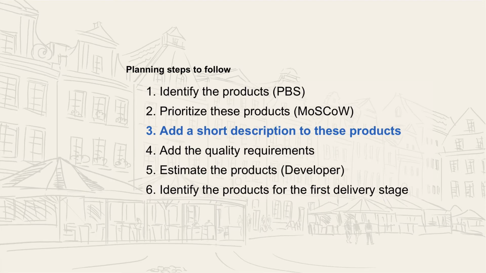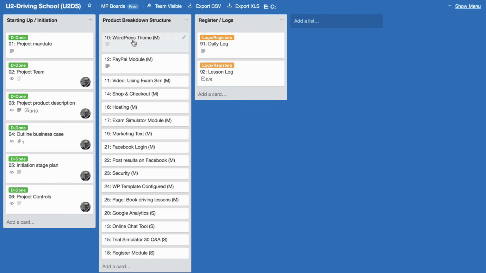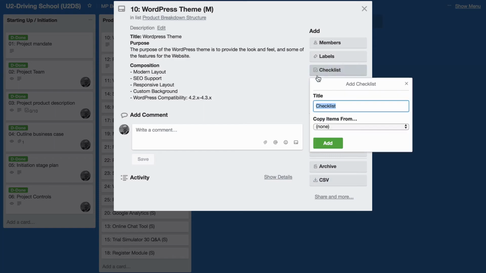So the next thing we can focus on is add the quality requirements. And again, I will give you two examples here of adding quality requirements to two products. So let's choose a product. Then we can add a new checklist here. We'll call the quality criteria.